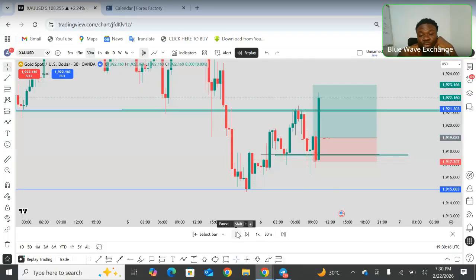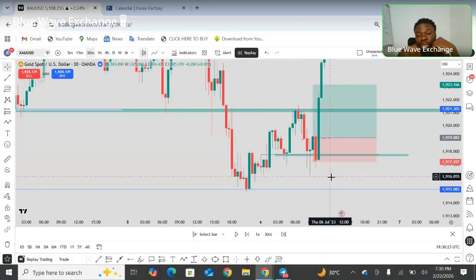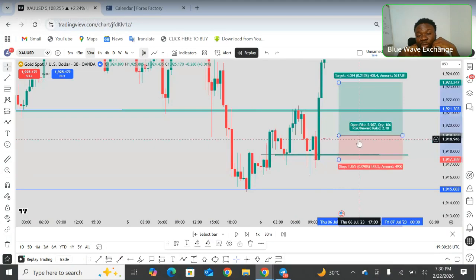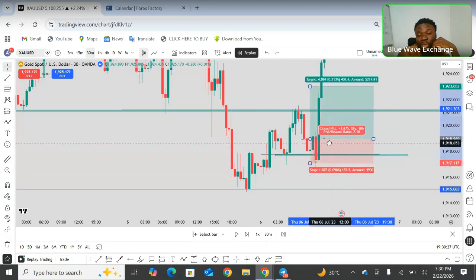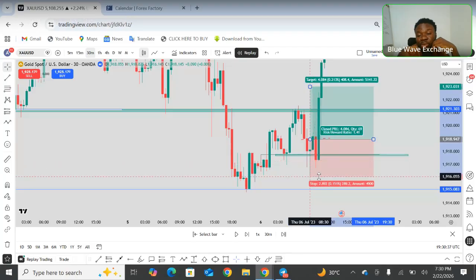So the session was just rough. Price came, hit stop loss. Okay. So you see, this point would have been the logical stop loss, the previous candle low, but it was going to be too high. Using the previous candle low, the stop loss is going to be wide. That is why I brought it here.